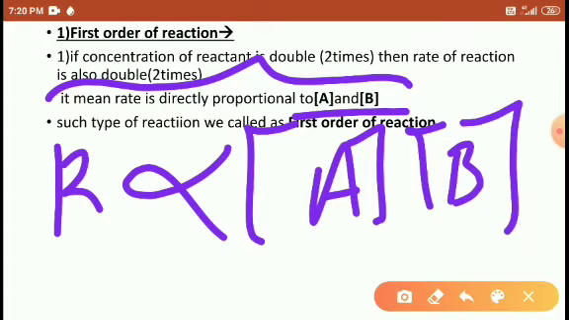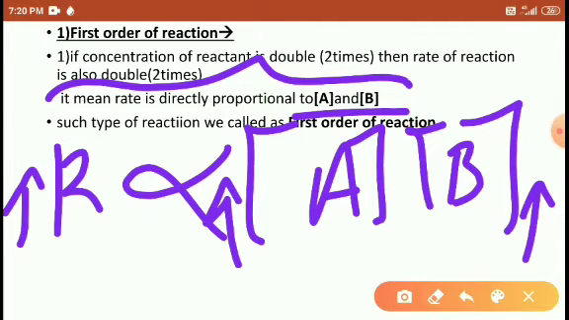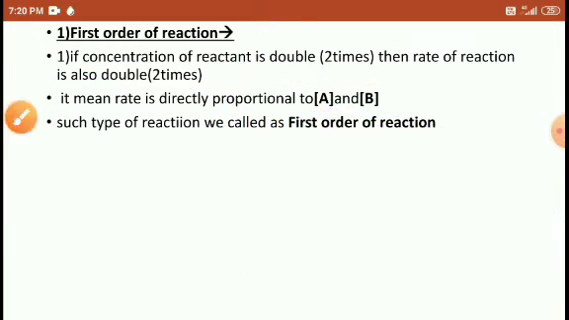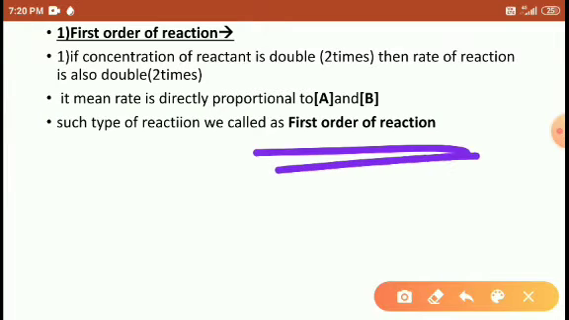If we increase the concentration by 1%, then the rate also increases by 1%. If we increase it by 10%, then the rate also increases by 10%. So it means, students, the concentration of the reactants is directly proportional to the rate. Right, students? Such a type of reaction we call a first order reaction.